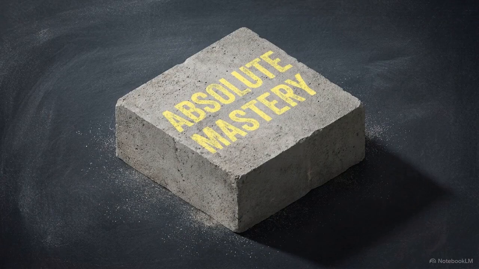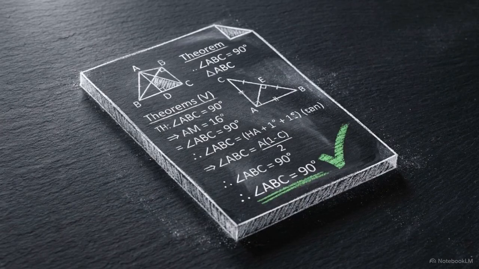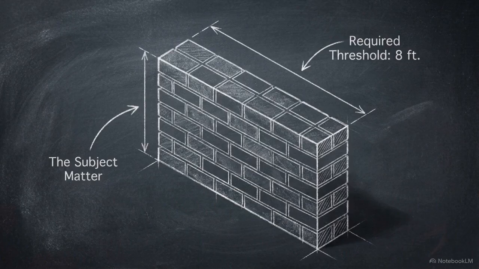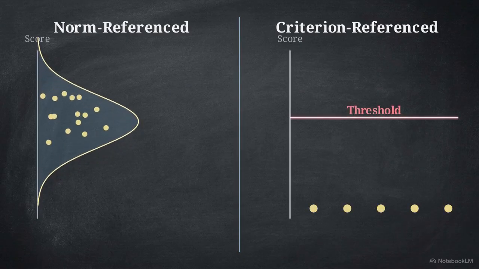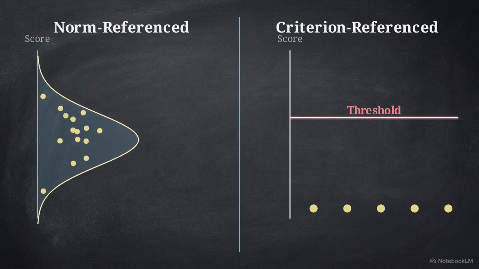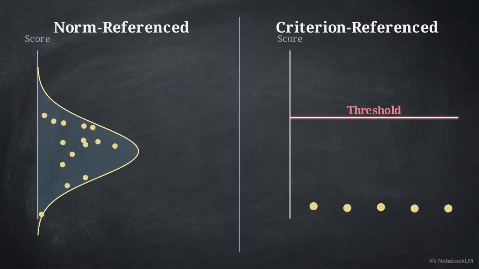To understand what a student actually knows, you need criterion-referenced measurement. This is an absolute interpretation, hinging entirely on whether a specific skill or body of knowledge has been mastered. This requires distinguishing between the knowledge to be learned, the content standard, and the precise threshold of proficiency expected, the performance standard. On the left, a norm-referenced model continuously shifts, grading students against the curve of their peers. On the right, a criterion-referenced model anchors to a static threshold. A student's success does not depend on anyone else's failure.